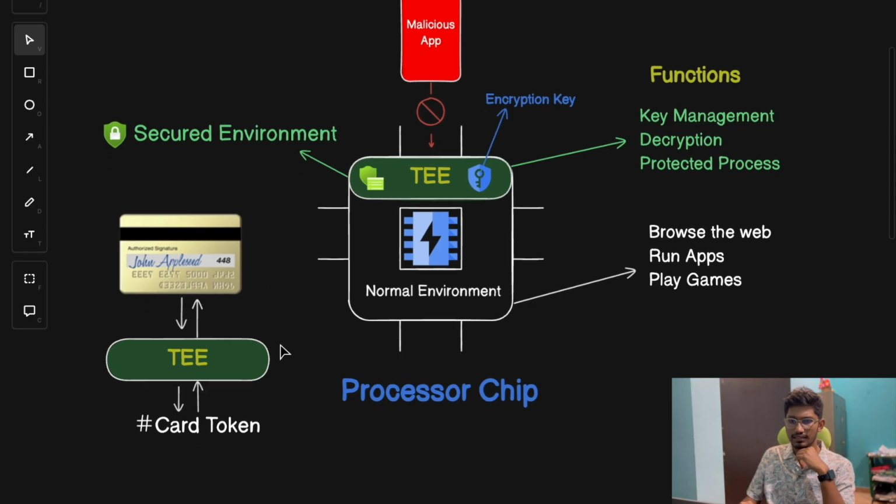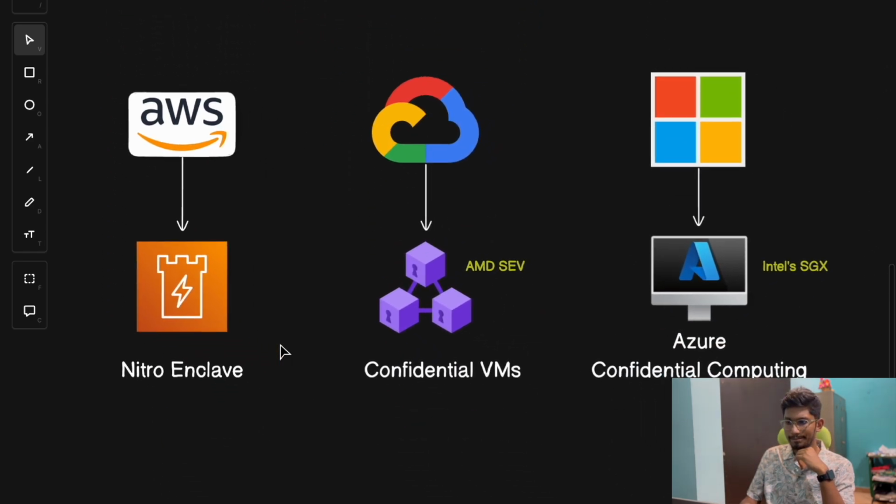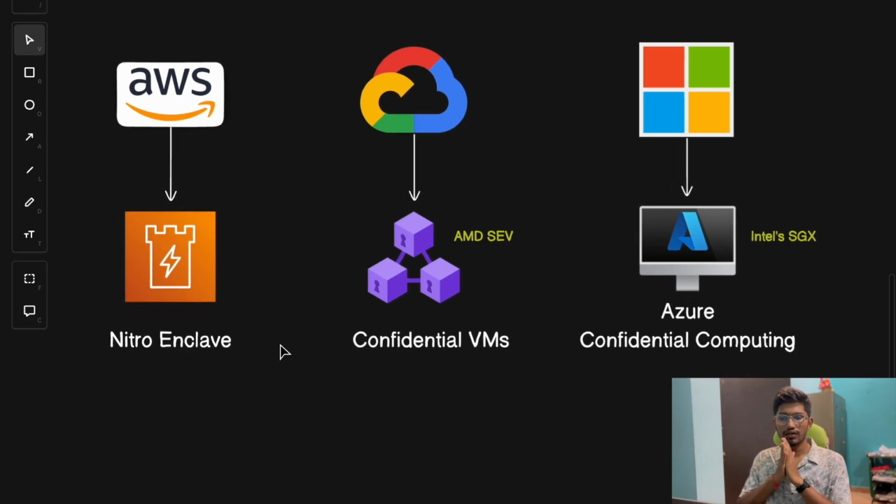Now let me just change the slide. So now that we understand the basics of confidential computing and how a trusted execution environment or TEE works, let's take a look at how major cloud providers like AWS, Google Cloud, and Microsoft Azure implement the TEE technology. Each of these cloud providers has developed its own approach to offer secure environments, allowing companies to protect data and code during processing. Okay.